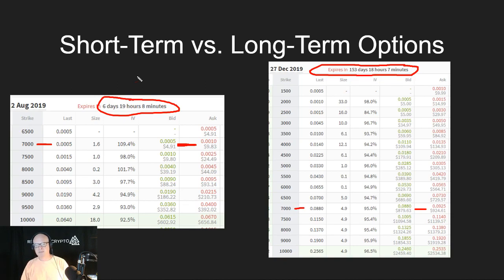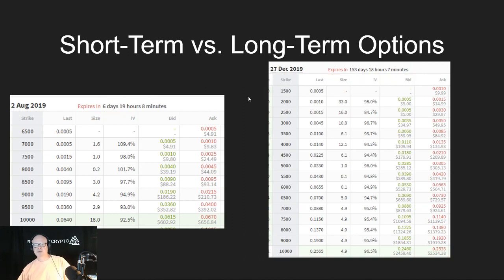So time is an expensive thing, which is why we need to learn to sell it instead of buying it. Okay, so this is always the issue. When you buy an option, you're buying that time. Time is an expensive commodity with options.